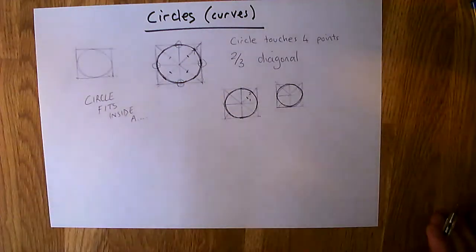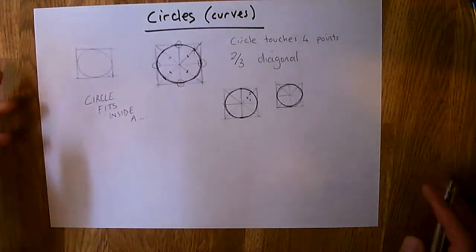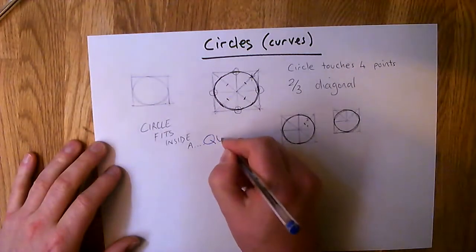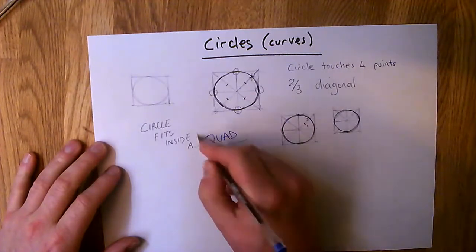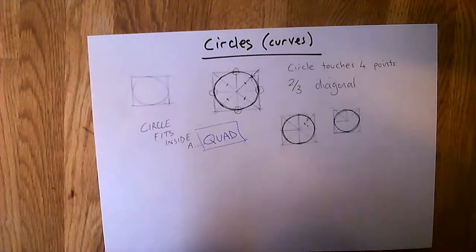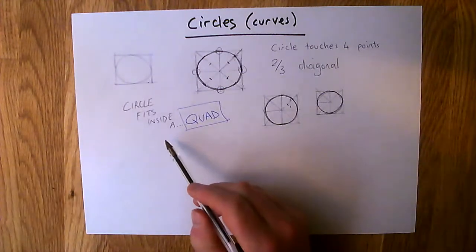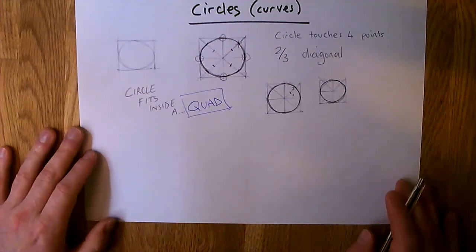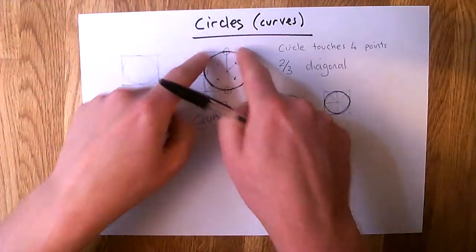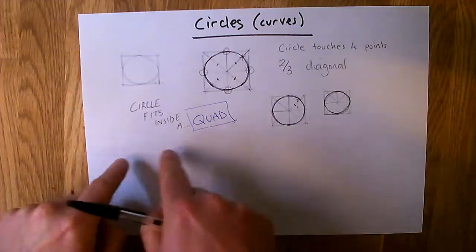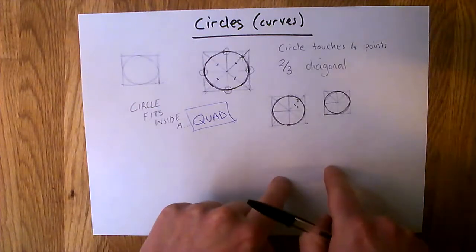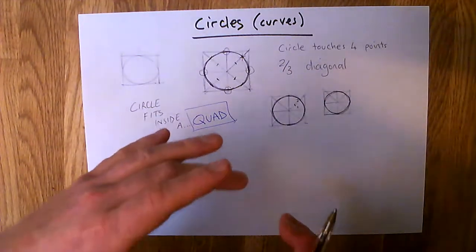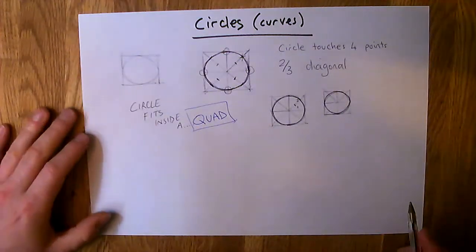Now, I'm not going to write the word square down here. I'm going to write the word quad. New word. A circle fits inside a quad. A circle fits exactly inside any four-sided shape. So the problem comes that when we're drawing in 3D, when we draw as in 1 or 2 point perspective or as an isometric, faces which we intend to be square sometimes end up being distorted.